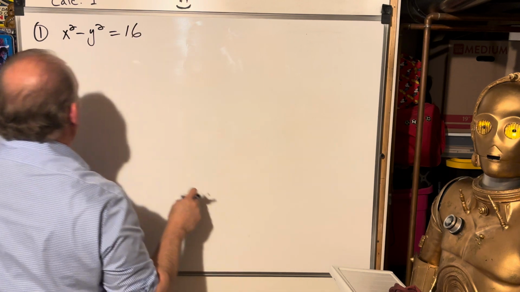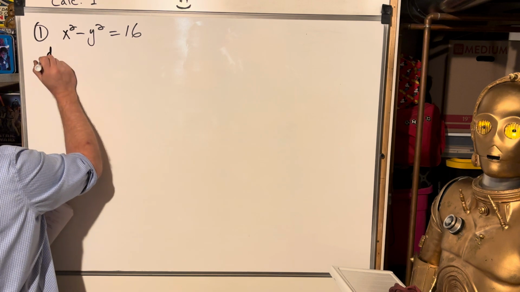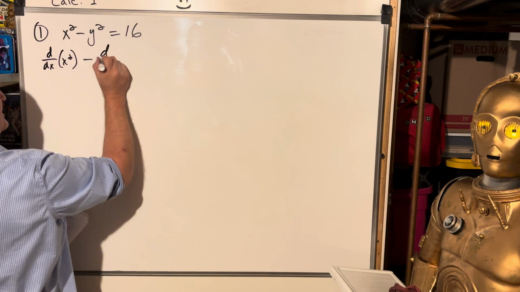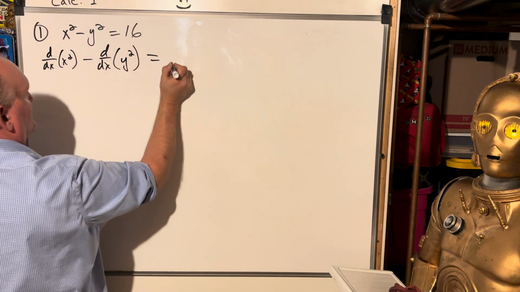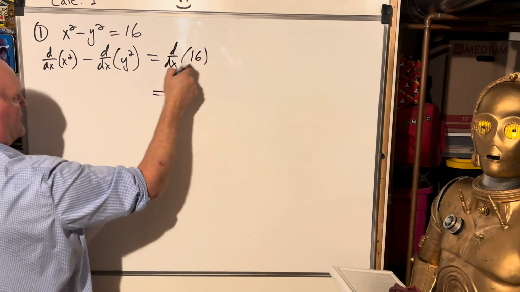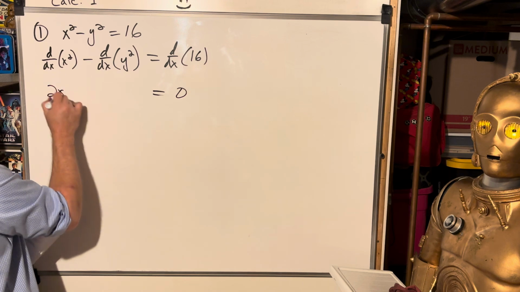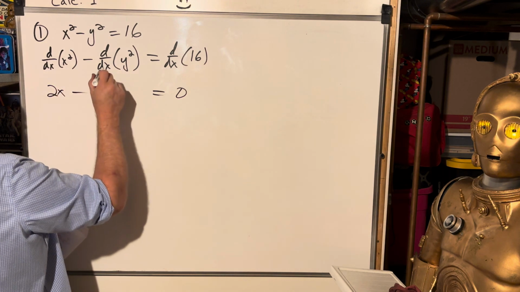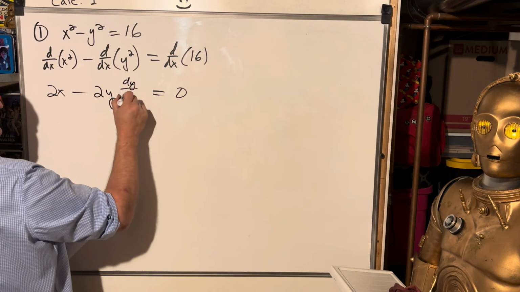So what are we going to do? We're going to take the derivative of each one of these. So d dx of x squared minus d dx of y squared equals d dx of 16. The derivative of any constant is 0. The derivative of that is 2x. The derivative of this is 2y, but because these don't match, we're going to throw in a dy dx.